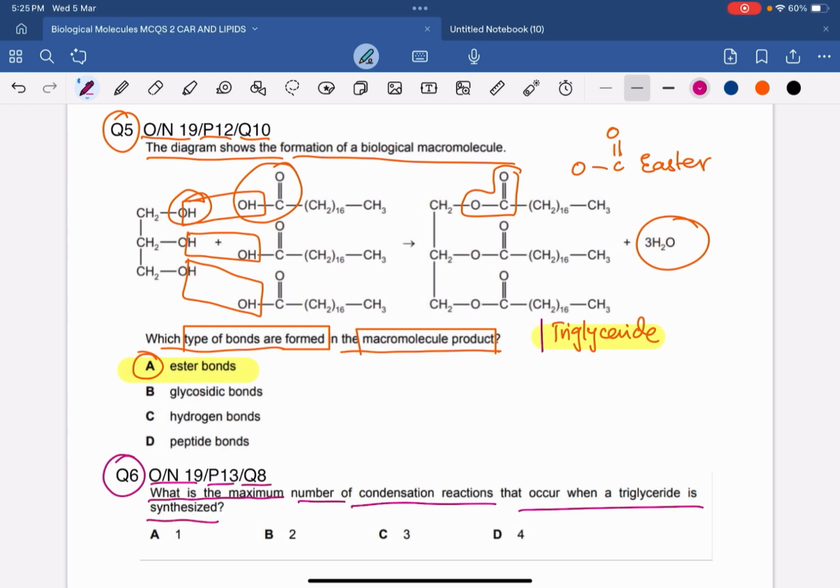So I already told you guys that the synthesis of triglyceride is done by the condensation reaction, and each condensation reaction releases one water molecule, right? For example, the formation of the ester bond is a condensation reaction, and how many ester bonds are formed over here? 3 ester bonds are formed, right? By the help of 3 alcohol groups and 3 carboxylic acid groups. So in total there are 3 condensation reactions that take place for the formation of the triglyceride, right? So hence the correct answer over here is option C, 3.